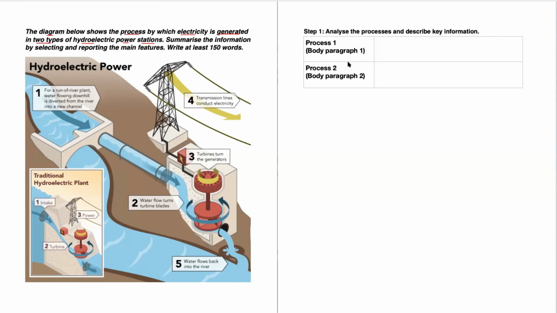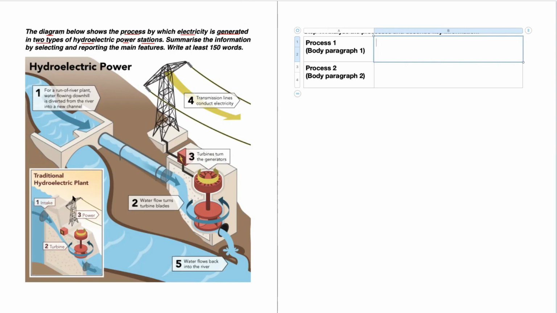So I'll just take you over here on the right-hand side. What we're going to do is describe the first process in our body paragraph 1 and our second process in body paragraph 2. That's really the only thing that will change in this case, but we just have to be a bit more analytical when we look at these two processes. So basically what I'm going to do first, I'm going to look at this traditional hydroelectric plant, this smaller one. I'm going to look at this first just because it's smaller and it makes more sense for me to approach this first. And I want to understand how it's different from this hydroelectric power.